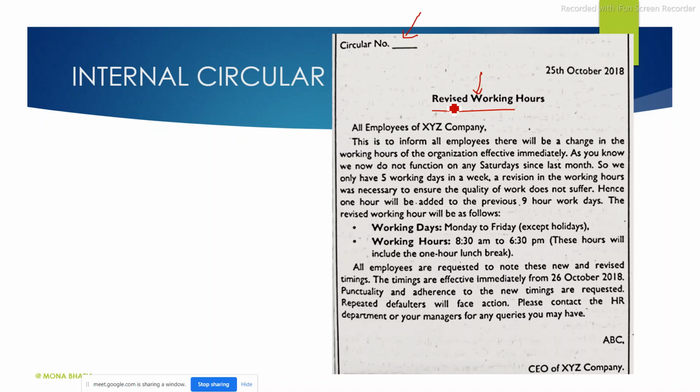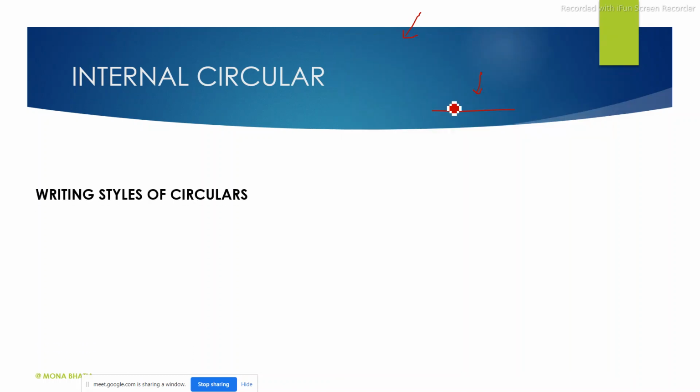Now next is, what are the different writing styles of a circular? There are different ways of writing a circular. For example, there is a direct style and there is an indirect style. So in the former one, what we use most of the time, let me write it here for you. Direct style and indirect में. Direct style में we use active voice.